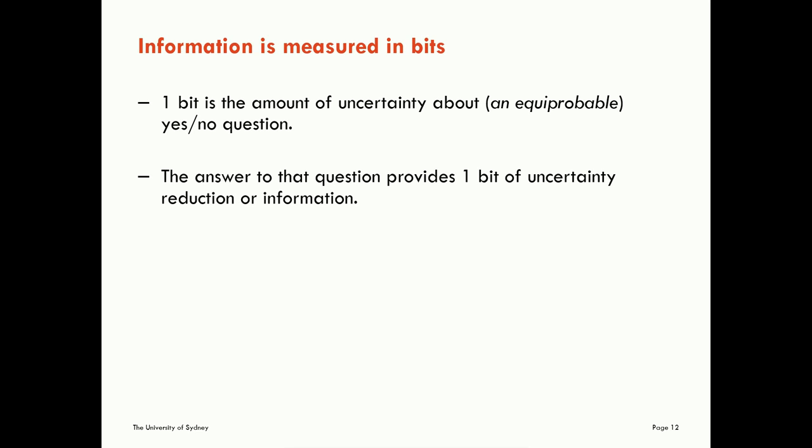As I say, uncertainty and uncertainty reduction or information are the two sides of the same coin. So here the examples could be, what's the result of my next coin flip, or what's the sex of the next person walking through the door. Once we know the result, that provides us one bit of uncertainty reduction to the one bit of uncertainty that we had about that question before we got the answer.